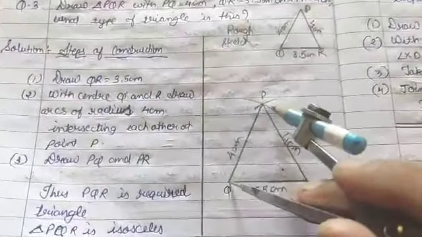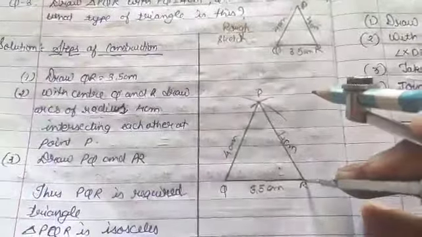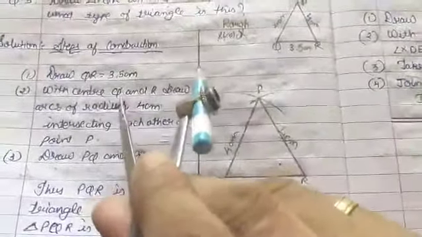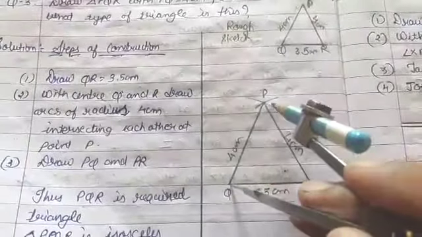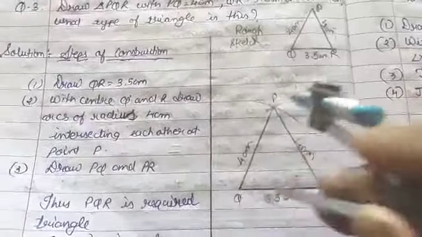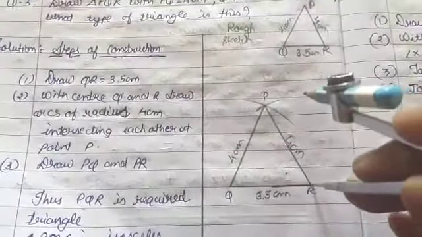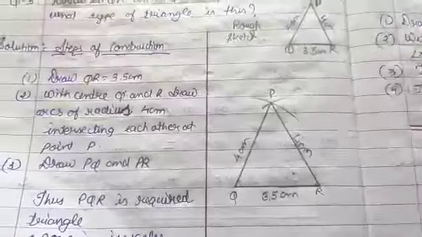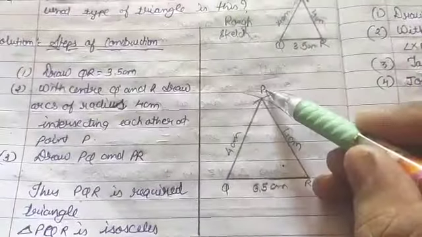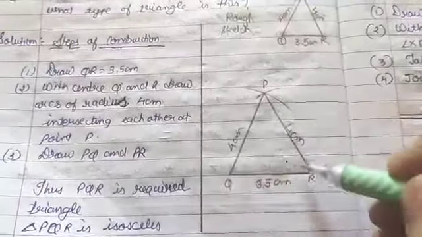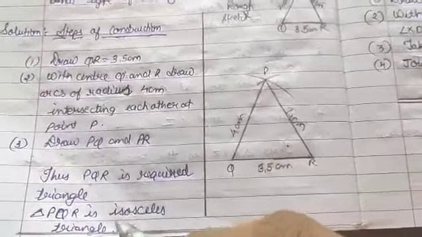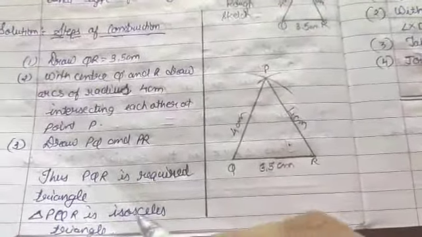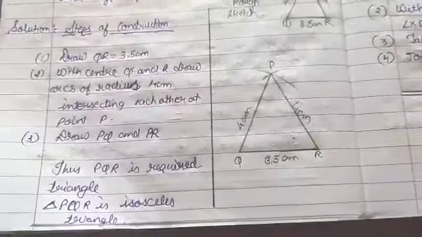Now for Q you can write a step separately, and for R also you can write a step separately. Here what I did, I have written both steps together. So take 4 centimeter with center Q, construct an arc, and with center R construct an arc of the same length, which intersect each other at point P. Now draw PQ and PR. This is how we get triangle PQR as our required triangle, and by observing it we can easily say that triangle PQR is an isosceles triangle.